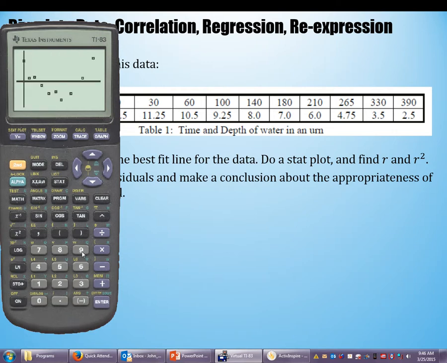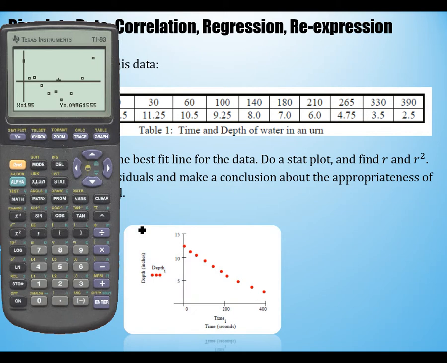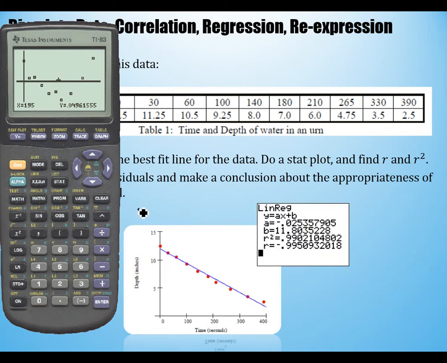All right, here's our residual plot. Sorry, I'm getting a little bit ahead of myself here. So there's their plot. You guys got the linear regression as well.